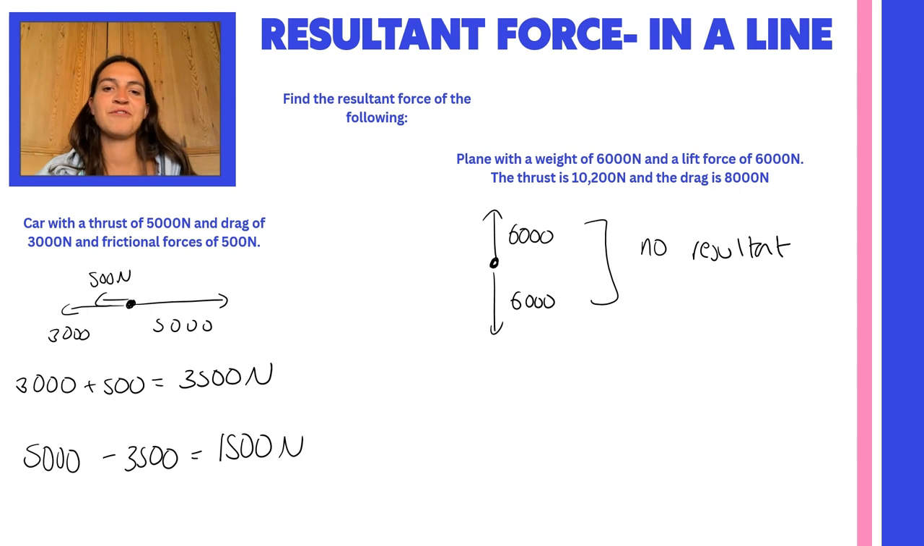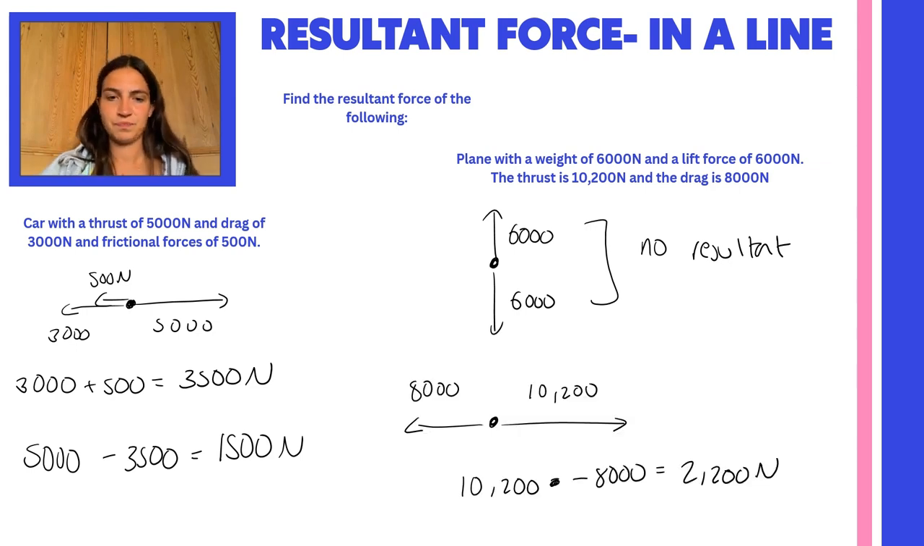And then I've got my thrust and my drag. So I draw a quick diagram for that. My thrust off to the right, my drag to the left, and I do the same thing again. 10,200 minus 8,000 is 2,200 newtons.